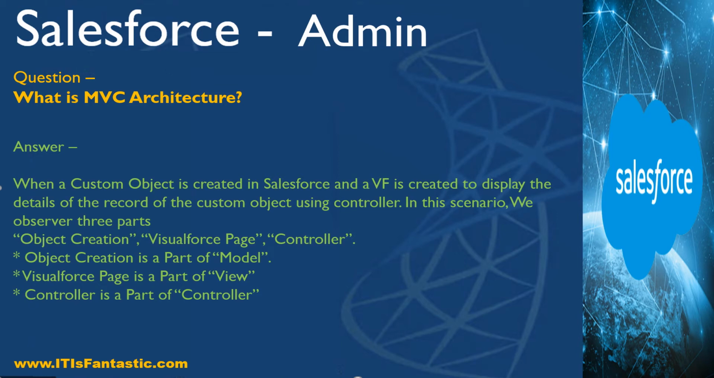What is MVC architecture? What is model, view, controller architecture? That's when a custom object is created in Salesforce and a Visualforce page is created to display the details of the record of the custom object using a controller. And so in this scenario, we observe the three parts: object creation, Visualforce page, controller. The object creation part is the model, the Visualforce page is the view, and the controller part is the controller.